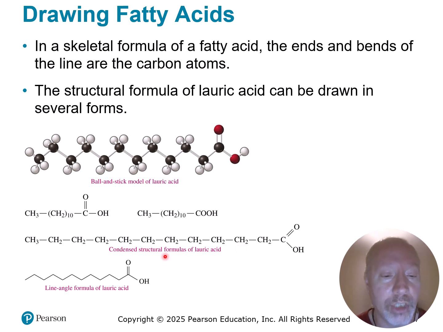Now we have an even longer chain. It looks like a longer chain, but guess what? It's not. It's the same thing. It's lauric acid again, but in the condensed structural formula, it's completely written out. So it may look like it's different, but it's not. So be careful you don't get tricked. Maybe that could be a question. This one and this one have exactly the same number of carbons, right? 1, 2, 3, 4, 5, 6, 7, 8, 9, 10, 11, 12. And then here's the line angle formula of lauric acid. So every single structure here is the same molecule.